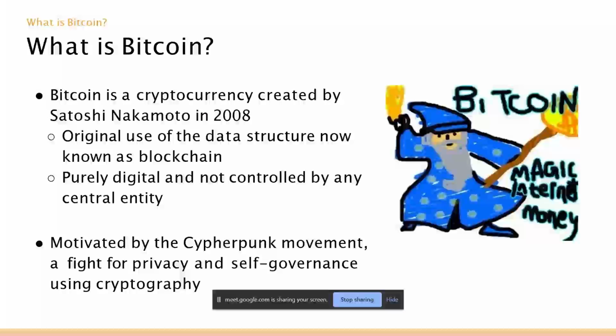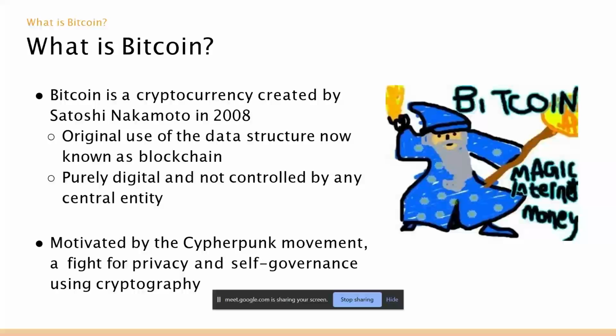Now we'll talk about what Bitcoin is. Bitcoin is, in general, a cryptocurrency created by Satoshi Nakamoto in 2008. Again, Satoshi Nakamoto is an alias. We don't know who the actual Satoshi Nakamoto is. It was the original use of a data structure now known as blockchain, purely digital and not controlled by any central entity. There is no central authority; as we discussed in decentralization, Bitcoin runs on decentralization, not centralization.